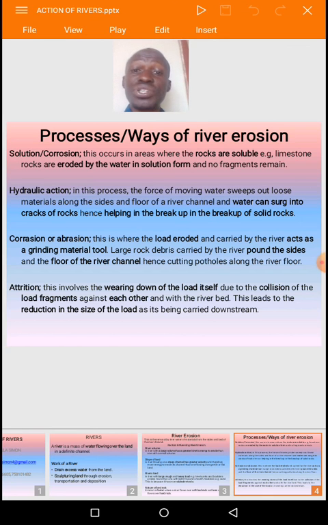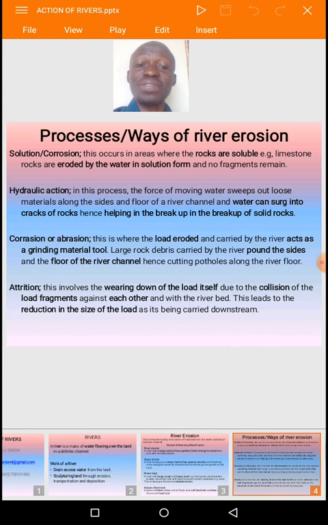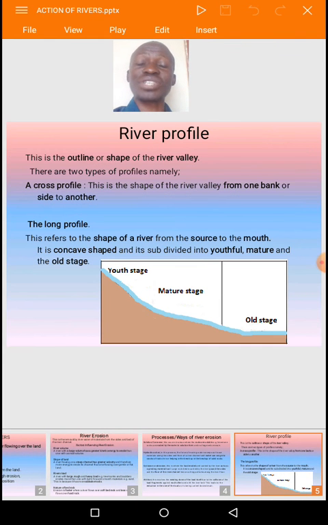Then attrition, where the materials being carried collide against each other, hitting against each other. So in the process, they decrease in size. And once the size decreases, then these materials can easily be carried by the river. We are looking at river action. From there, let's look at the river profile.